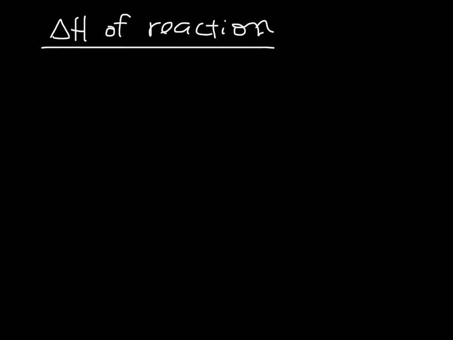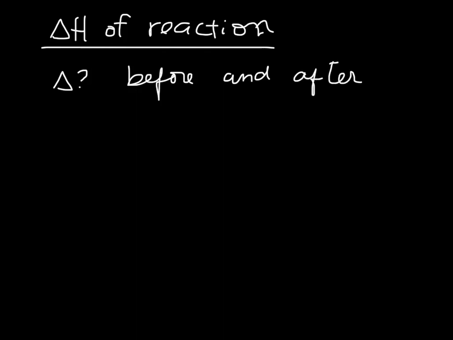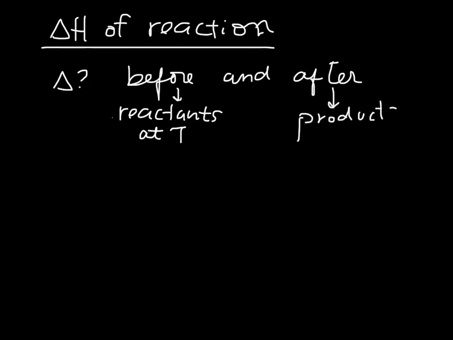And delta S of a reaction. So let's think about what this delta is. What are the before and after states? The before would be the reactants at the temperature of interest, and the after state would be the products at that same temperature.